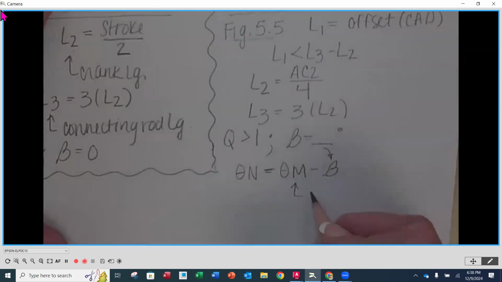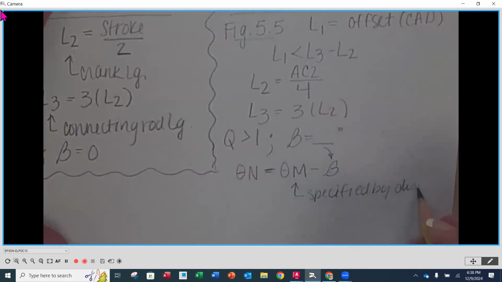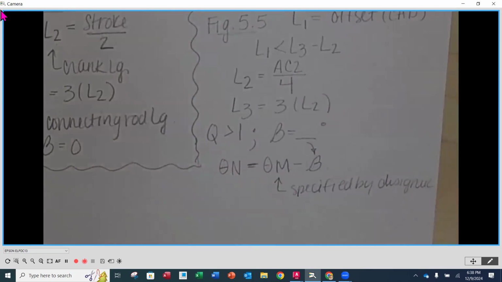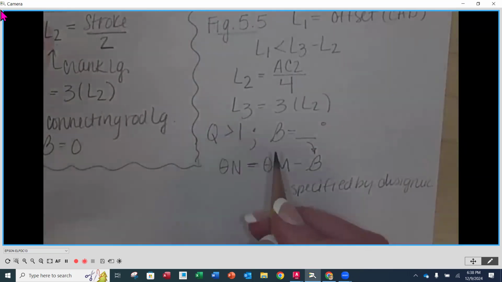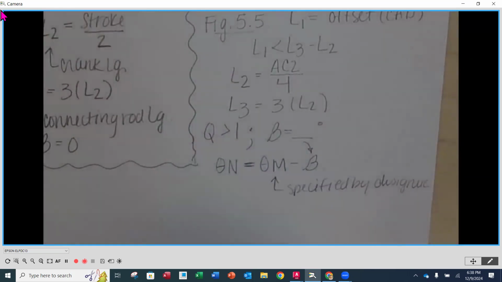Remember, theta m is going to be specified by the designer, and the problem is not going to give us that value. So you're going to find, when I talk it through, when we need to use that theta m, I'm going to say, I'm picking that number.